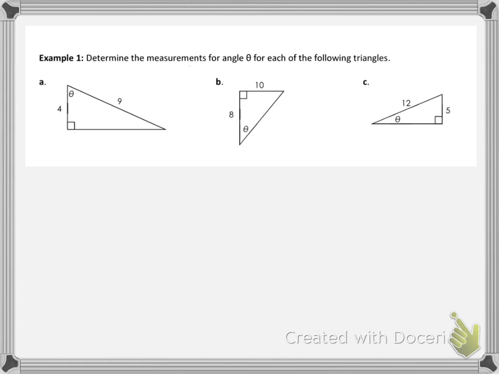Please don't forget, our sine is always going to be opposite over hypotenuse, the ratio of the sides opposite over hypotenuse. The cosine of an angle is adjacent over hypotenuse, and the tangent is opposite over adjacent. So in this particular problem, we are being asked to find the angle theta, okay?